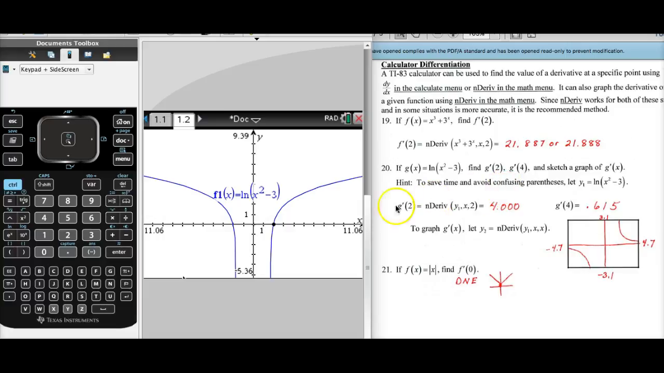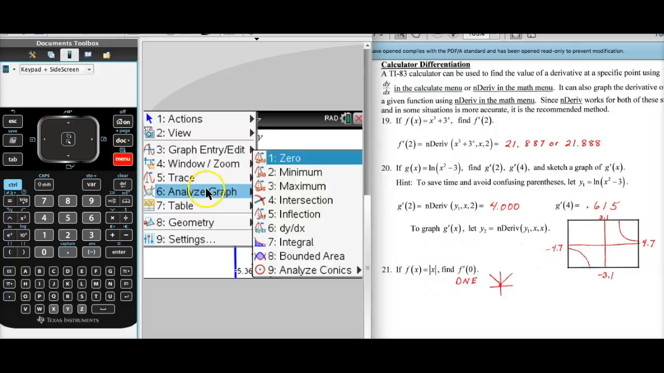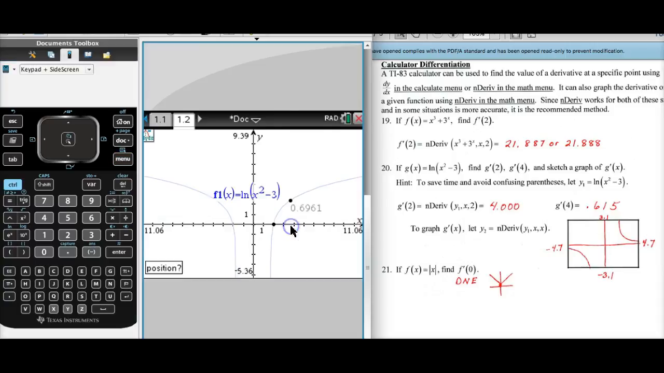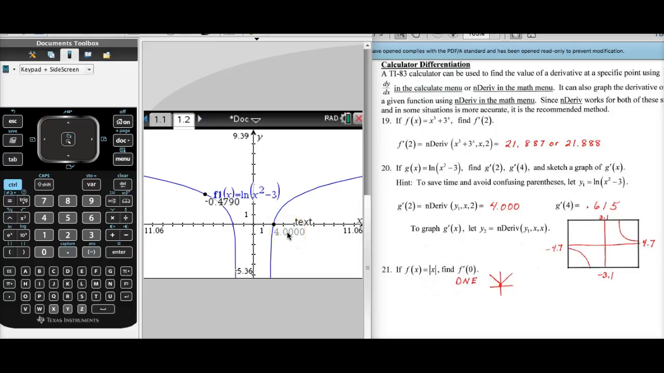So there's different ways to do this, but first of all, if I have the graph here, I can go to the menu, and I can go analyze graph, and I can find the dy dx. And then my position here at 2, if I just type in the number 2, you should get out a 4. Now I can estimate this next one to get to 4, but I can't get it exact unless I just go ahead and do this again.